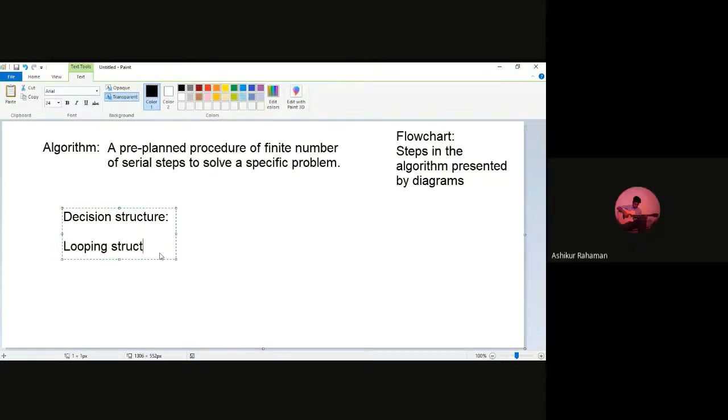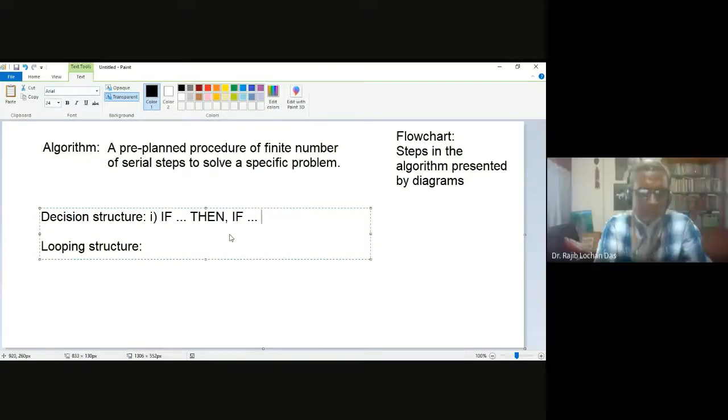Sir, decision structure is the structure where we make any kind of decision. Like if else, it's one kind of decision structure. And looping structure in programming. We saw that there are three types of loops. One is for loop, another is do while loop, and another is while. Yes, you are right.